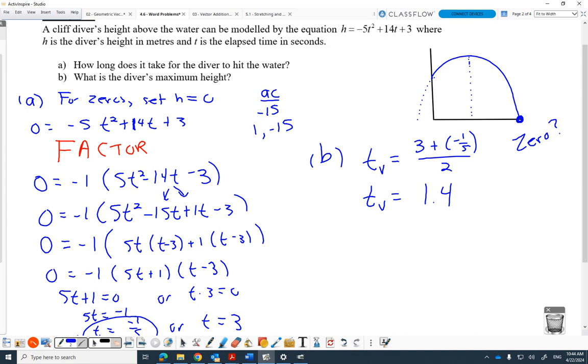How do I get the actual maximum height now? Just sub it in. And you can sub it into this vertex one, or you can sub it into the original one. To me, the original one looks pretty tasty. So it's whatever one you want. So then height at the vertex is -5 times 1.4 squared plus 14 times 1.4 plus 3.